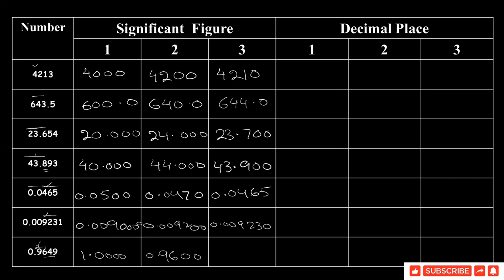Next one is 3 significant figures. Now you have 9, 6 and 4, 3 significant figures. So 0.96, and after that 4 you have 9, so you will add up 1 to 4 and it becomes 0.9650. Okay. Question 1, if we look at this 4213, we do not have any decimal place, so we do not change this up to any number. We shall write it as it is.